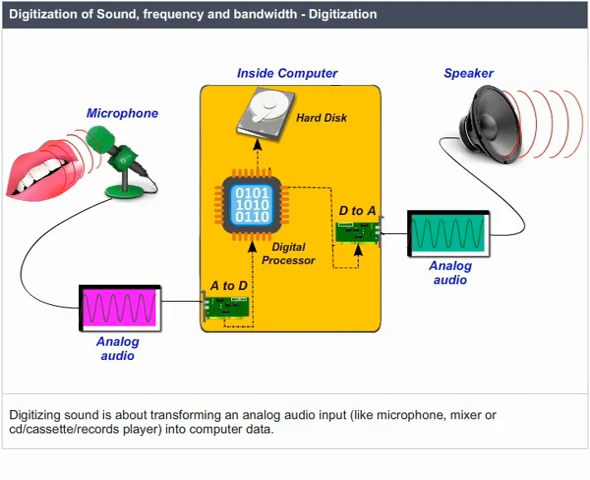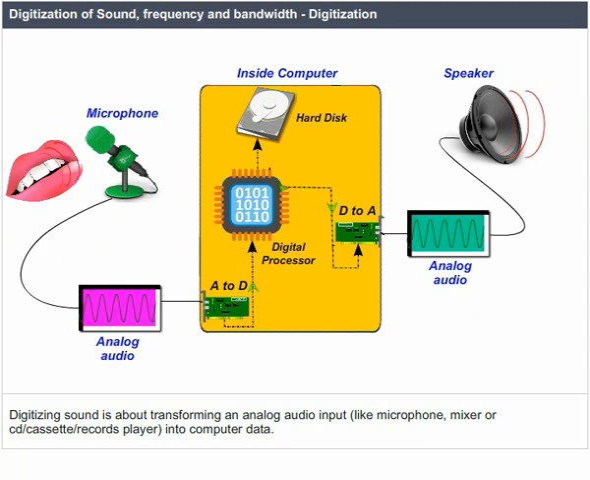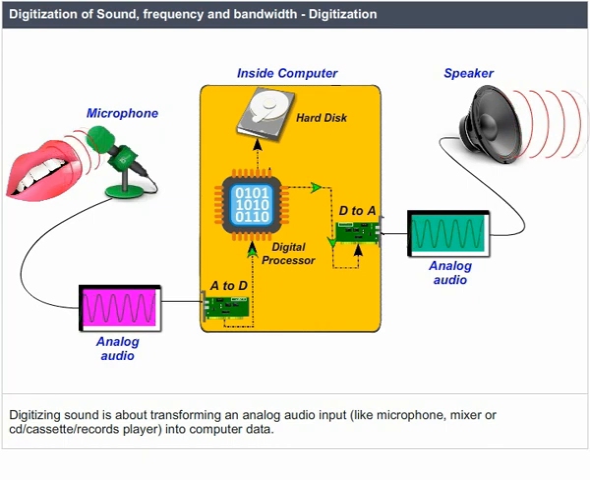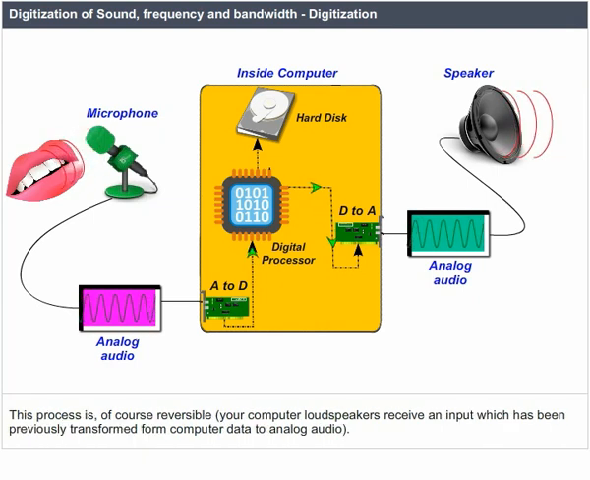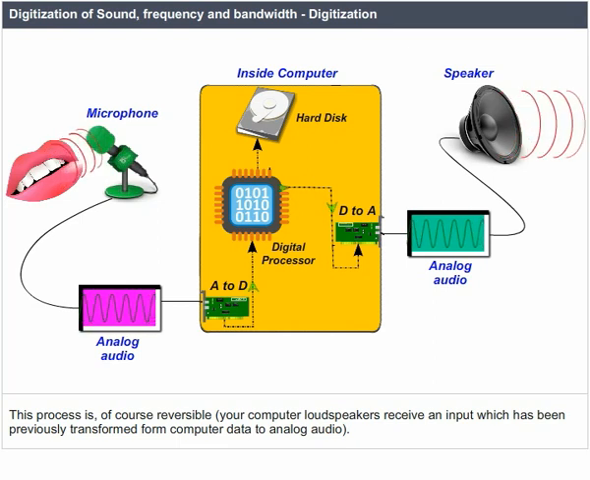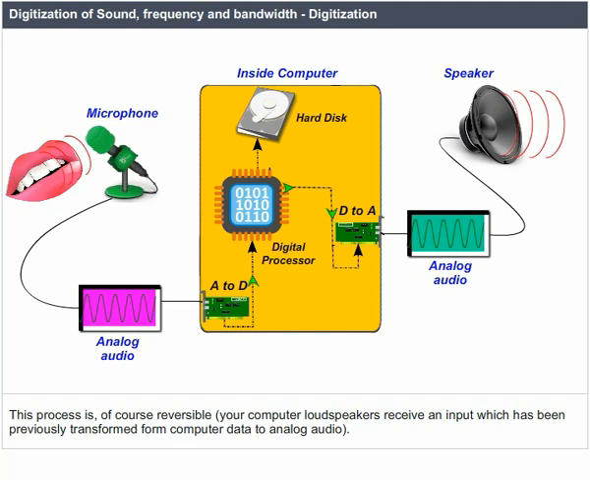Digitizing sound is about transforming an analog audio input, like a microphone, mixer, or CD, cassette, or record player, into computer data. This process is of course reversible. Your computer loudspeakers receive an input which has been previously transformed from computer data to analog audio.